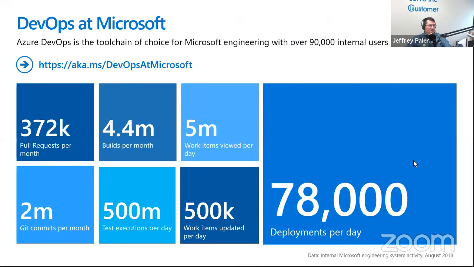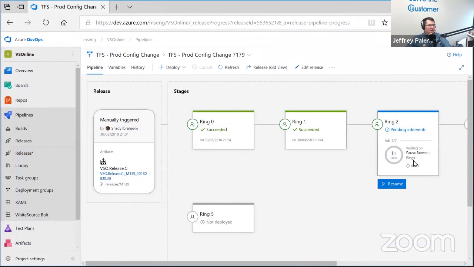Just some information, and here are some stats that are interesting from Microsoft. You can find these at aka.ms/devops at Microsoft. 78,000 deployments per day are being run through Azure DevOps Services. But that is not for all customers. That's only for internal Microsoft teams. So 500 million test executions. That's just a lot of activity going on.